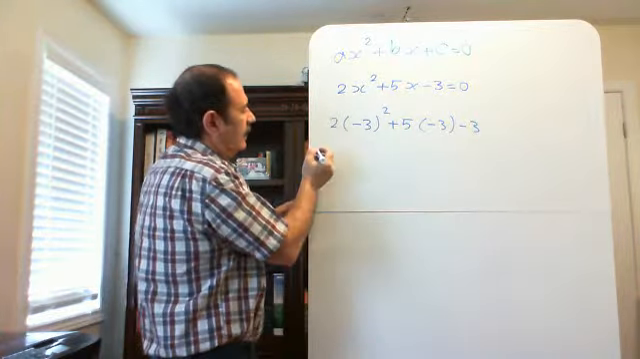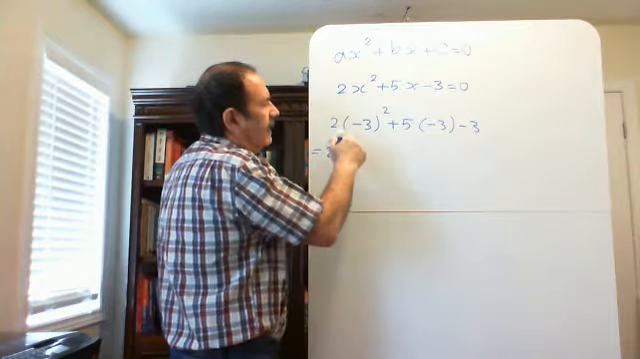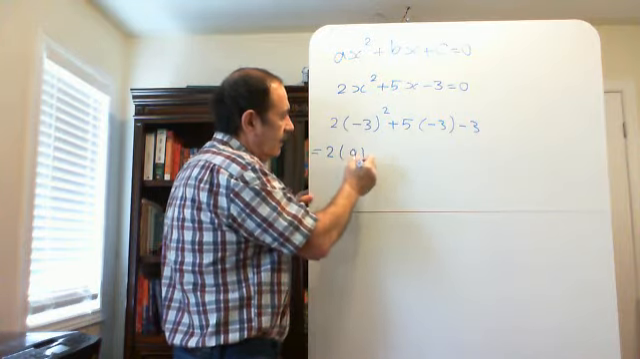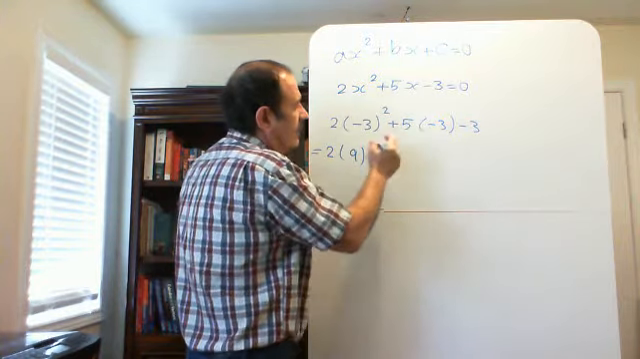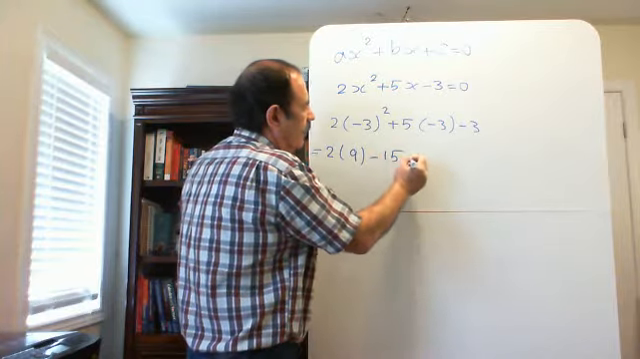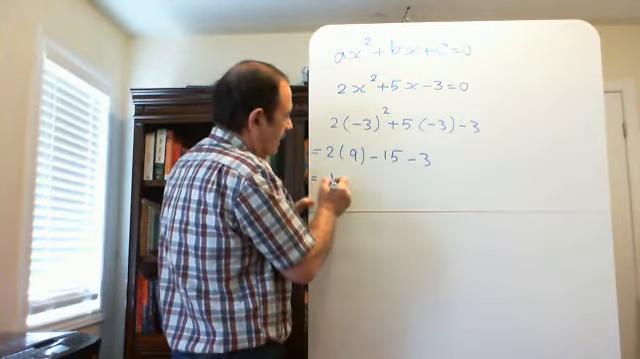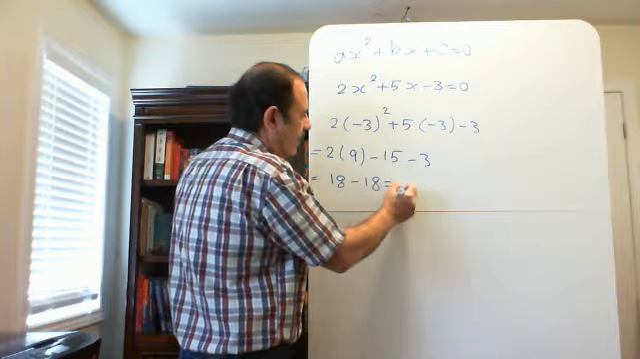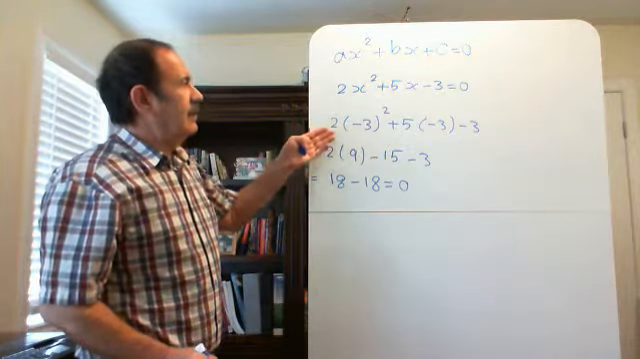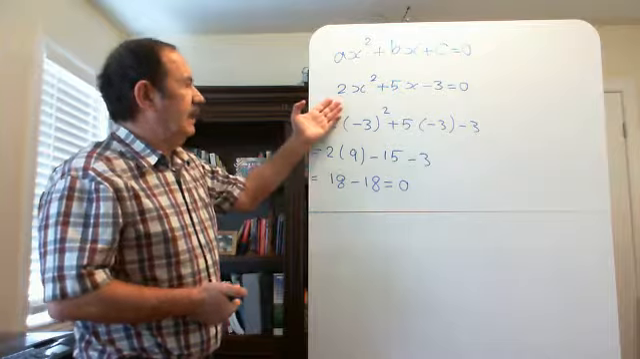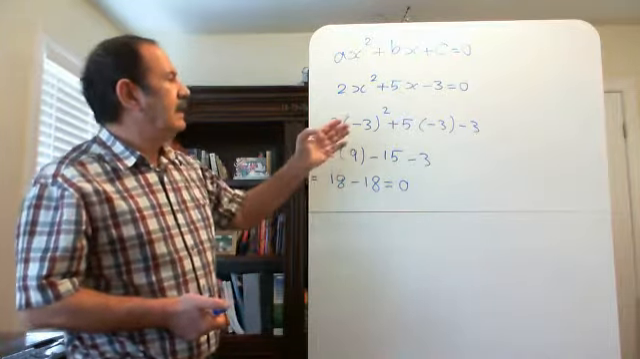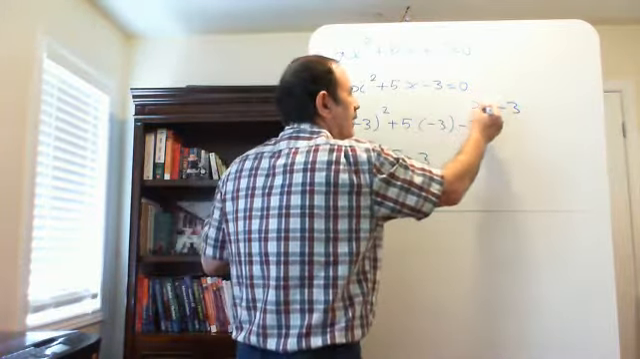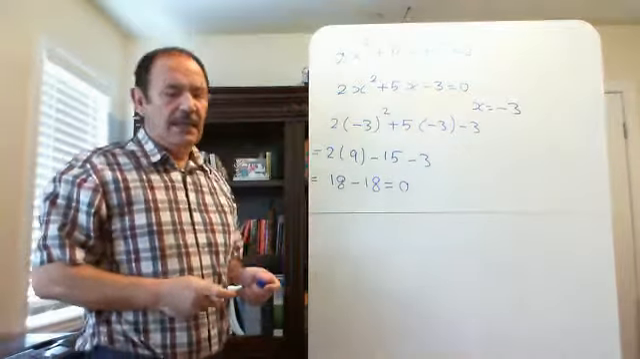Then simplify this one. It's going to be 2 times negative 3 to the power of 2, which is negative 3 times negative 3, which is going to be positive 9. And positive times negative is negative. 5 times 3 is 15, minus 3. Then it's going to be 18. 2 times 9 is 18. Minus 15 minus 3 is going to be minus 18. And 18 minus 18 is 0. So when we substitute negative 3 in this equation, it ends up to 0. It means negative 3 is a solution, or we can say x equal negative 3 is a solution of this equation.